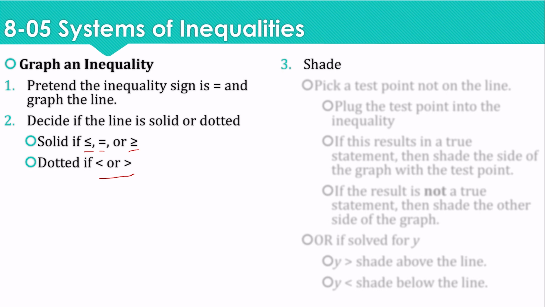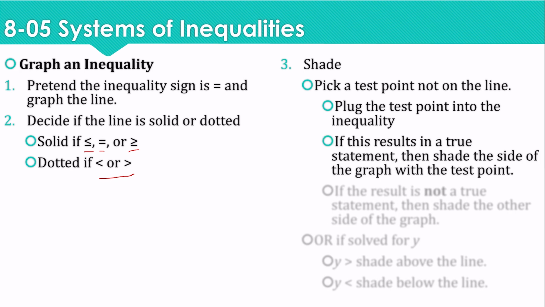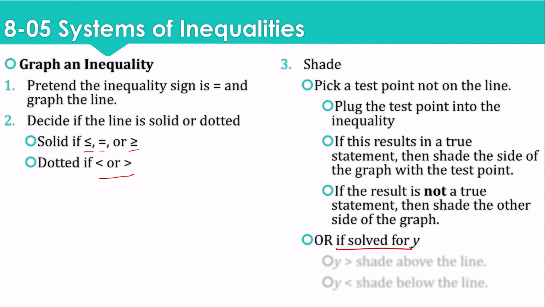Then shade. Two ways to decide where to shade. You can pick a test point not on the line. Plug that test point into the inequality. If that results in a true statement, then shade the side of the graph with that test point. If the result's not true, you'll shade the other side of the graph. Or the shortcut, if you have solved your inequality for y, so it's important to solve for y: if it's y is greater than, you'll shade above the line. If it's y is less than, you'll shade below the line.